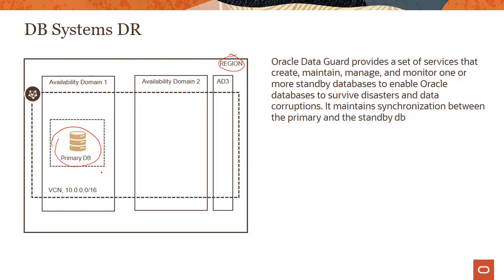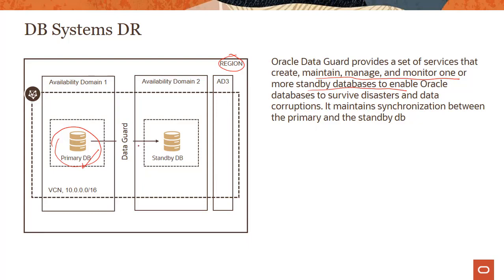So we have a capability in Oracle called Oracle Data Guard, which provides a set of services that create, maintain, manage, and monitor one or more standby databases to enable Oracle database to survive disasters and data corruptions. So the way it works is a data guard configuration consists of one primary database and one or more standby databases. Now, in case of Oracle OCI, we support only one standby, but in on-prem you could actually have one or more.